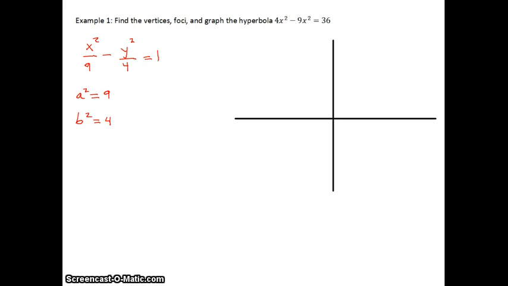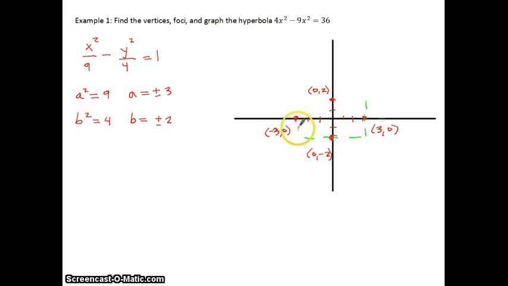Our transverse axis is along the x-axis. That means our vertices and foci are on the x-axis. Let's find a and b and then label some points on our graph. Finding a and b enabled me to find the points that will identify the rectangle, which will enable me to draw the asymptotes, which will enable me to draw the parabolas, which make up the hyperbola.